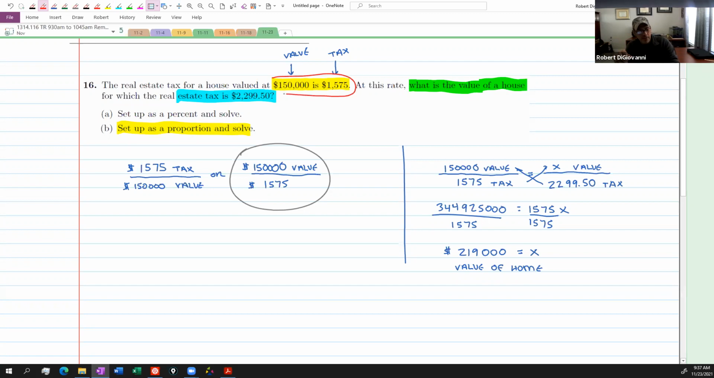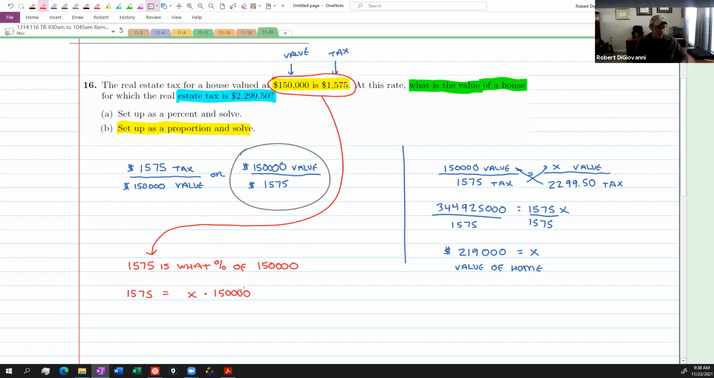But the other way you can do it is you can look at this and you can say to yourself, okay, I'm paying $1,575 in tax on $150,000. So I can ask this question. 1575 is what percent of 150,000? In other words, I want to know what my tax rate is. I'm going to be able to find the percentage of the tax rate by doing this. And then I can convert this right into that equation, convert the is to equals, the what to x, and the of to multiplication.